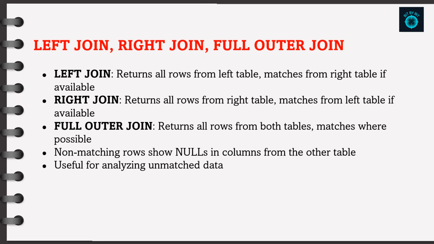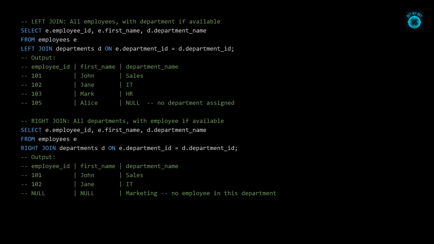A right join is the opposite. It starts with all rows from the right table and adds matching rows from the left table when available. Non-matching left table columns will be null. A full outer join combines both approaches. It returns all rows from both tables, matching where possible, and using null values where no match exists. These joins are helpful for finding data mismatches, spotting orphaned records, or producing complete reports even when some data is missing. We start with the SELECT statement.